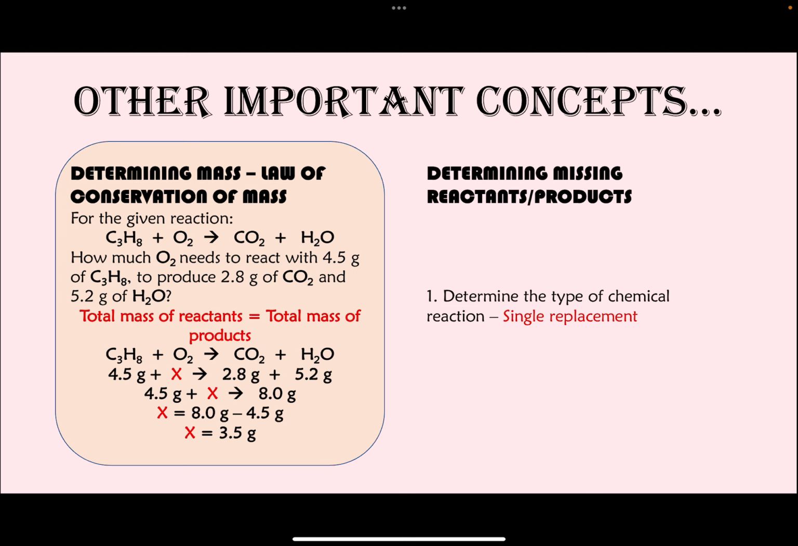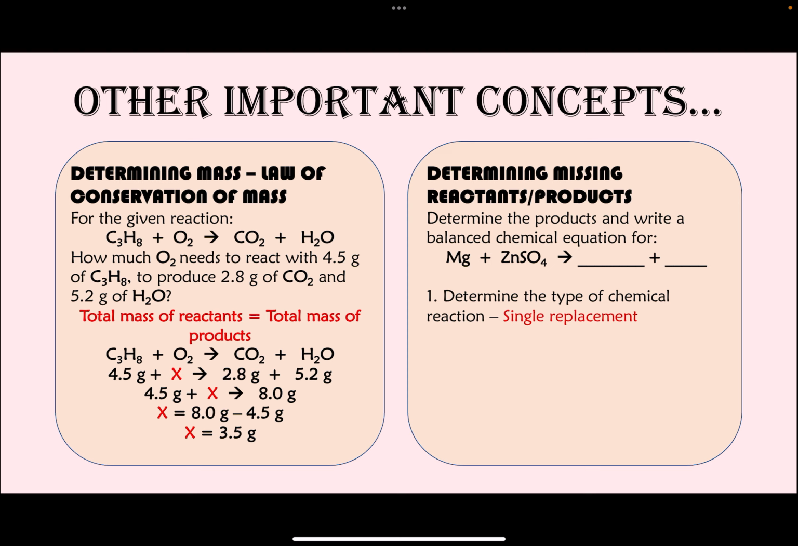And we're going to have 8 grams on the product side. The second important concept that you need to remember is sometimes you might be asked to determine the missing reactants or products. For example, here you have to determine the products and write a balanced chemical equation for this reaction. The first thing that you're going to have to do is determine the type of chemical reaction. So we know that we have an element in the elemental form which is reacting with a compound. So this is a single replacement reaction.